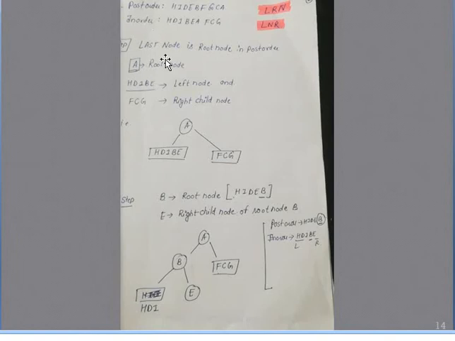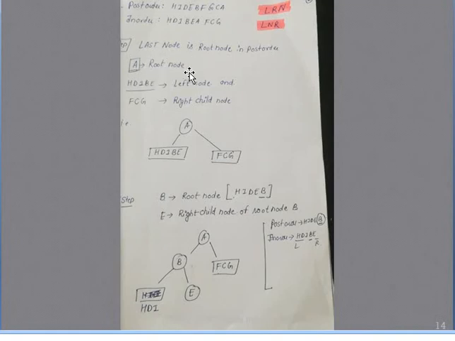Let us consider one example. We are having post order and in order. In the post order, the approach is that first we are visiting the left, right and the root node, and in the in order the left node, root node and the right child node. If we have the post order, the last node is the root node. The last node is A.